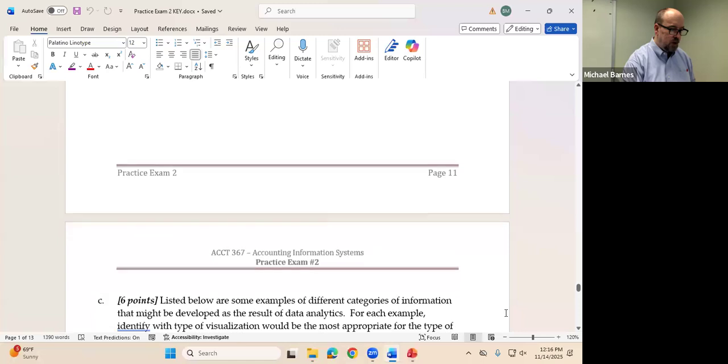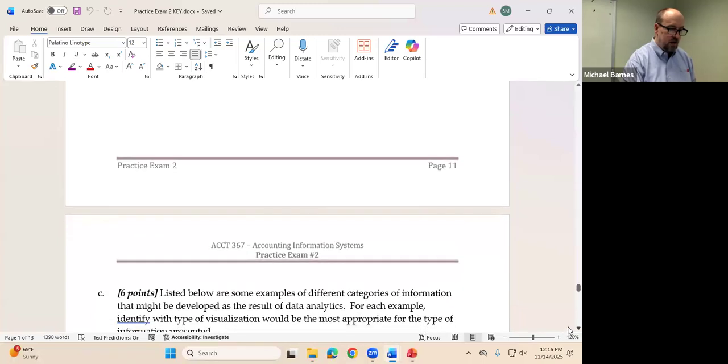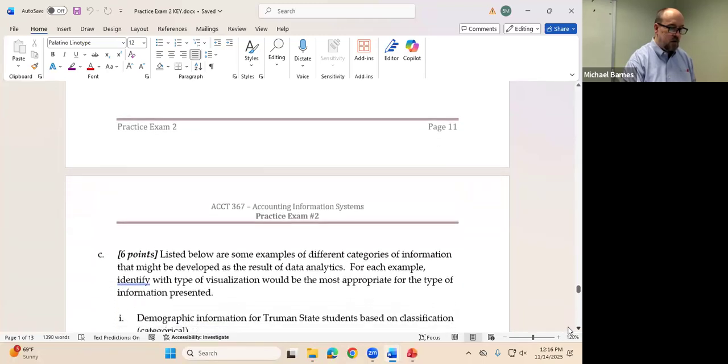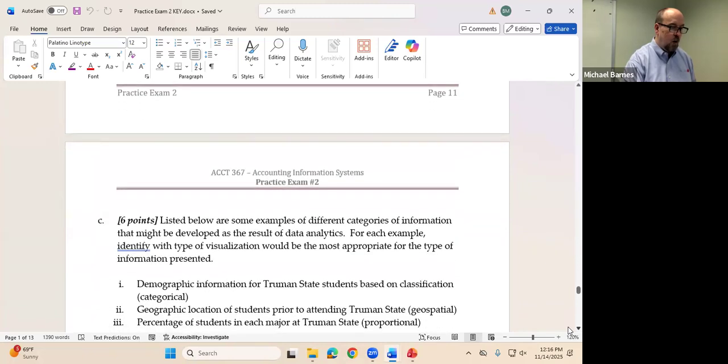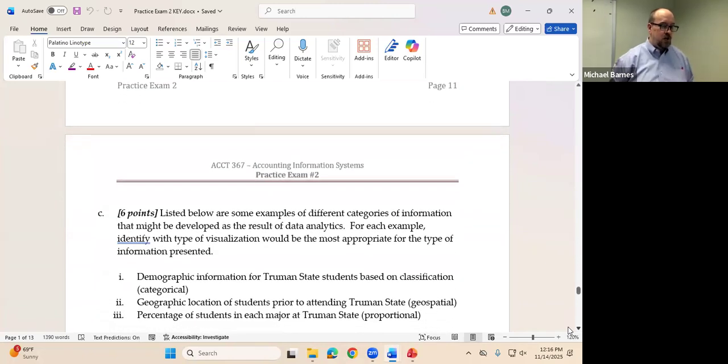Okay. So listed below are some examples of different categories for different information that might be developed as a result of data analytics. For each example, identify which type of visualization would be the most appropriate for the information presented. So demographic information for students based on classification.